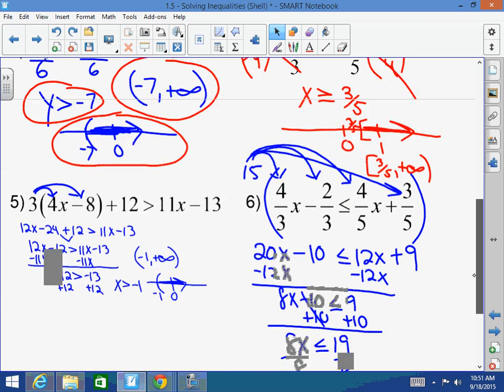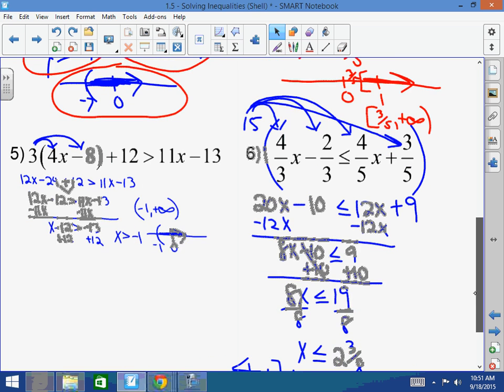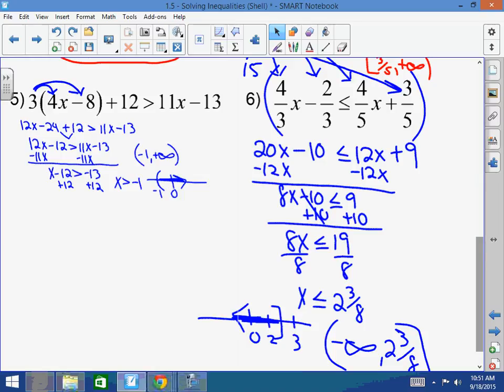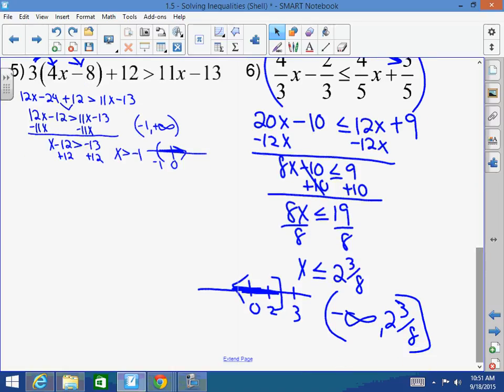What number did you need, buddy? I multiply by 15, the least common denominator. Yes, sir. In this case, you have to write 2 and 3 over 8. Guys, math is exact. It's not kind of 2. No, it's 2 and 3/8. It's an exact thing. Oh, in the graph itself, yeah, I estimated that. But here in the interval notation, thank you, my brother.